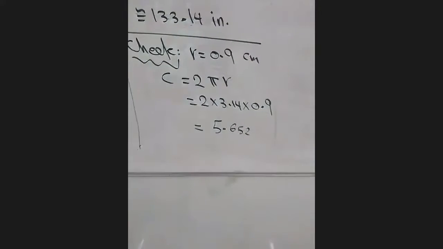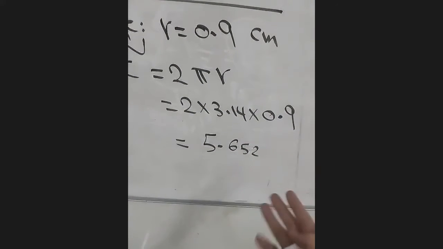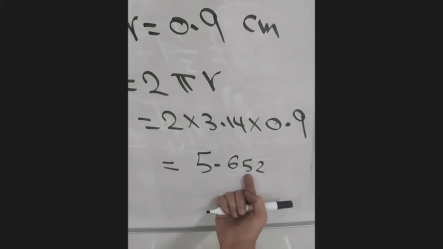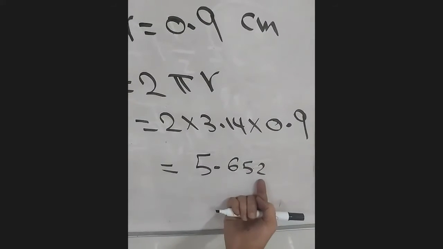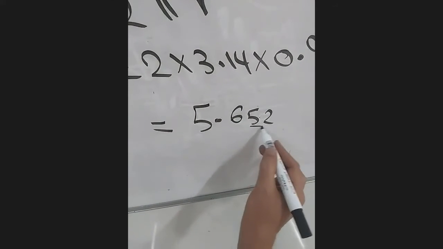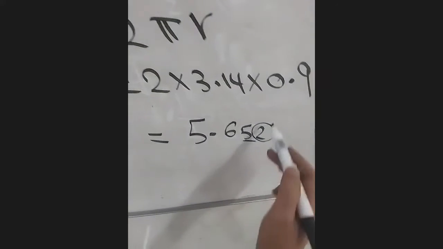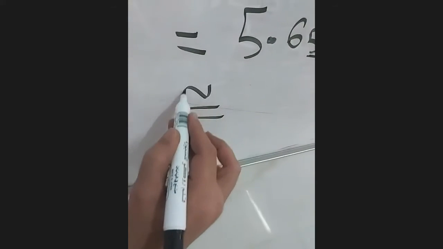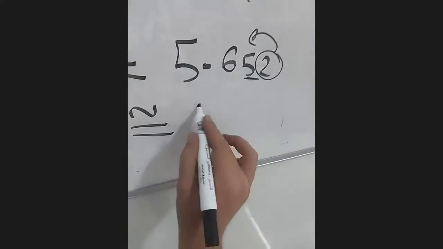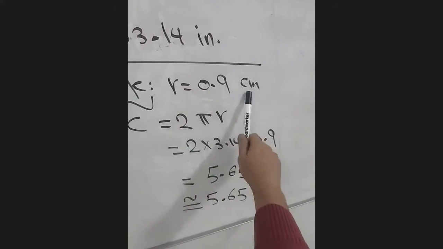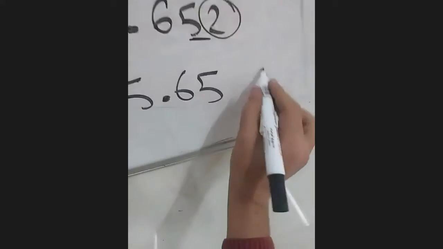5.652. Now, the question wants us to round to the nearest hundredth if necessary. Do we have a hundredth here? Yes, 5. Now, do we have a number after it? Yes, 2. What will the 5 be? It will stay 5 and the 2 will go. So this is approximately equal. Don't forget the sign of the rounding here. 5.65. The unit is what? Centimeter.